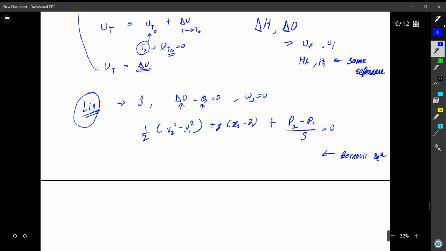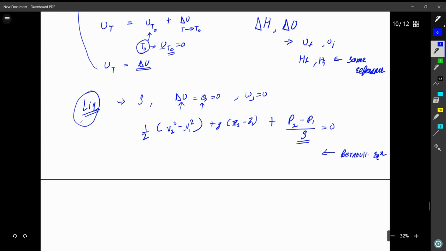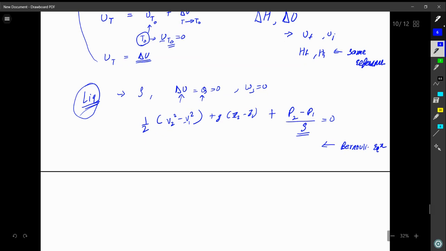Remember, this is applied only for liquids because we are considering density to be a constant and we are doing these things. So density is a constant only for liquids, and this approximation is not applicable for gases.